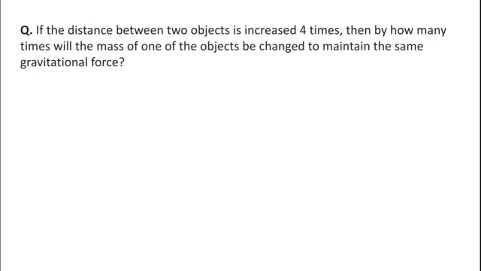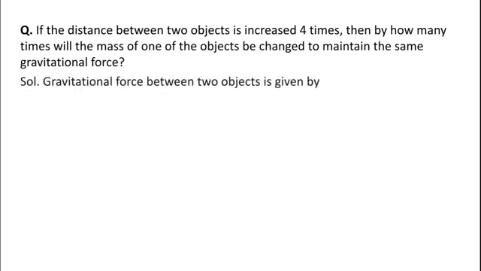Now let us see the next problem. If the distance between two objects is increased 4 times, then by how many times will the mass of one of the objects be changed to maintain the same gravitational force? Now students, you know the gravitational force between two objects of masses m1 and m2, which are separated by distance r, is given by capital F is equal to capital G m1 into m2 divided by r square.